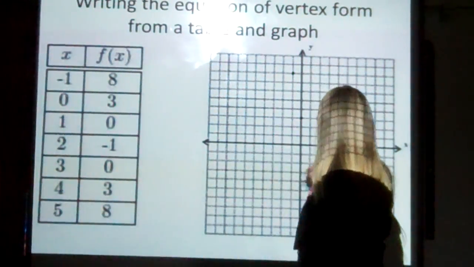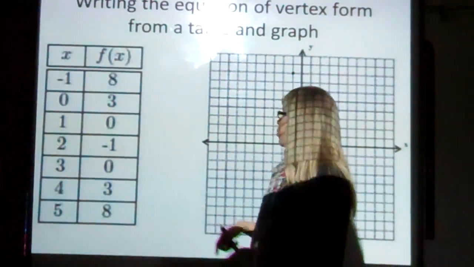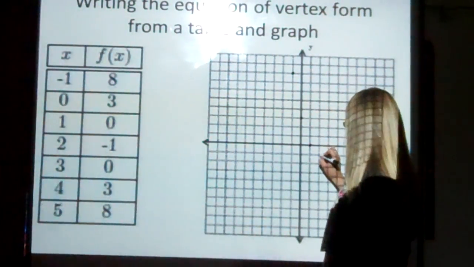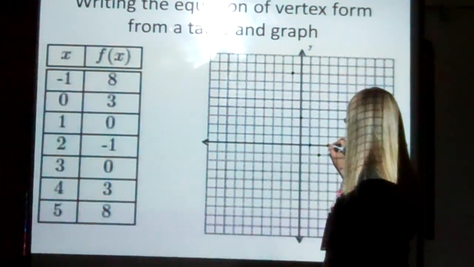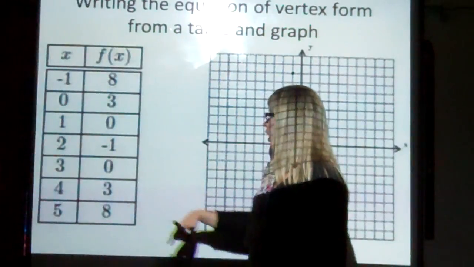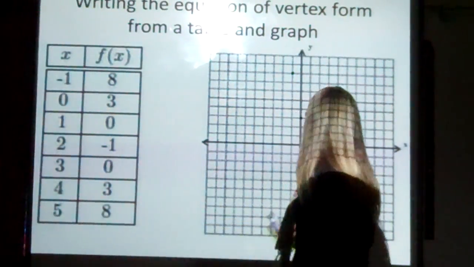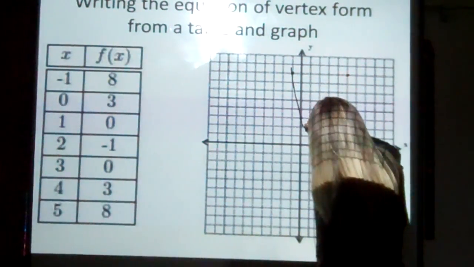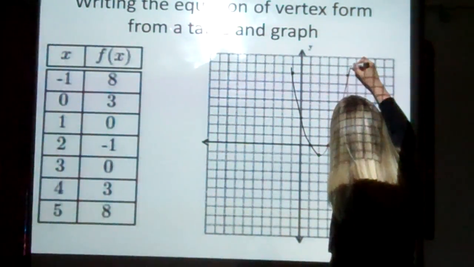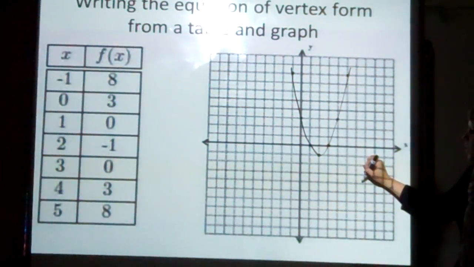1, 0. 1, 0 is right there. 2, -1. 2, -1, that's that point. 3, 0 is right there. 4, 3 is right there. And 5, 8 is right there. So as you can see, when we connect these points, we make a parabola. Now we want to write the equation of this parabola in vertex form.